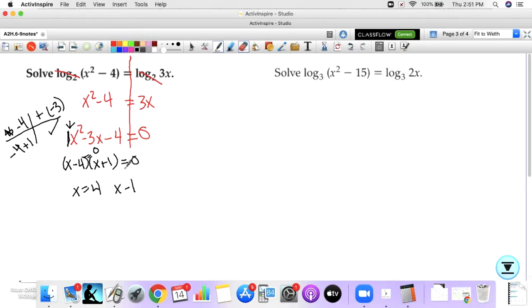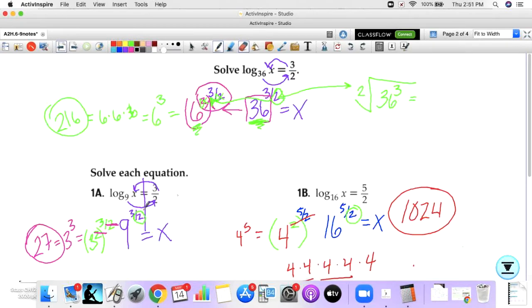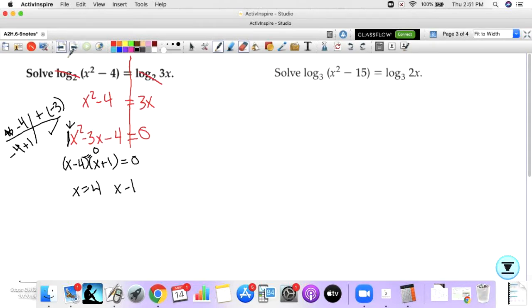Now, just like I said in these problems, we have to check our answers each and every time. Both of these could work, but there's potential that they won't. So we're going to take the 4 and plug it in. 4 squared is 16. 16 minus 4. Okay, so right now I have log base 2 of 16 minus 4, which is going to be 12.